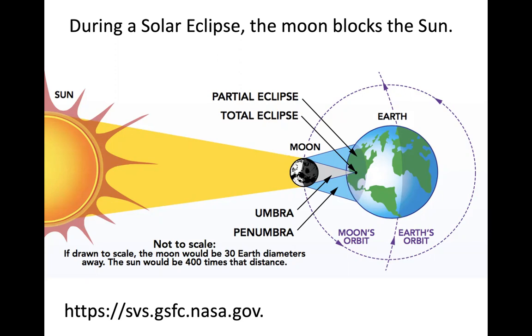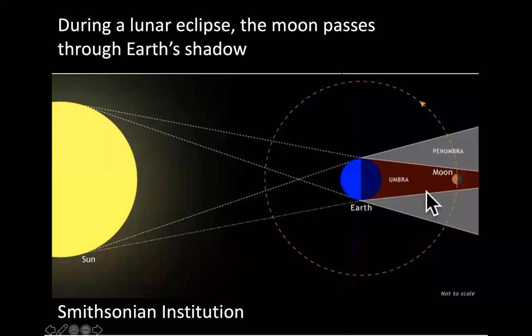For a lunar eclipse, the moon passes through the shadow of the Earth. So the Earth blocks the light from the sun, and the moon goes through the shadow. And so the moon goes dark. Now, the thing about this, if you think about it a bit, is that it ties eclipses directly to lunar phases.